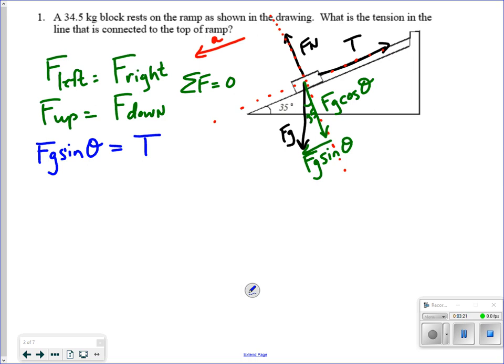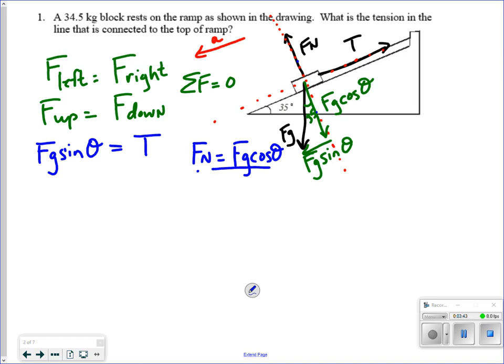But to continue, what I would also set equal up and down, I would say that the normal force is equal to Fg cosine of theta, because as you can see, these two are equal and opposite of each other when you're looking at those two arrows. Now, I don't need these for this particular problem, but I am going to work with this one.